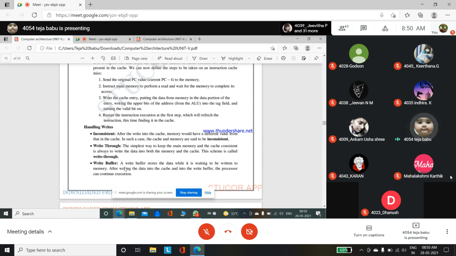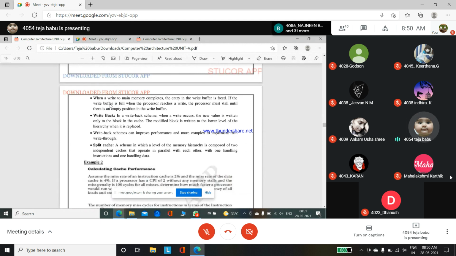What is write buffer? Write buffer, as we have discussed before, is a buffer that stores the data while it is waiting to be written to memory. After writing the data into the cache and the write buffer, the processor can continue execution. So it stores the data when it wants to be written, and the processor will continue execution after writing the data into the cache.